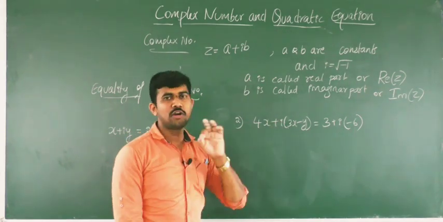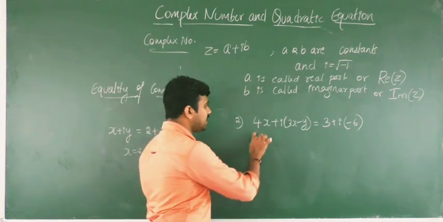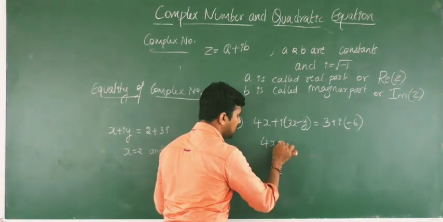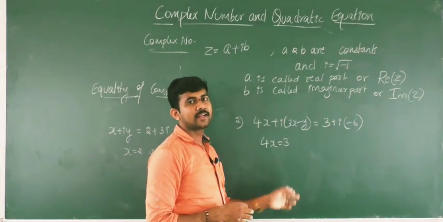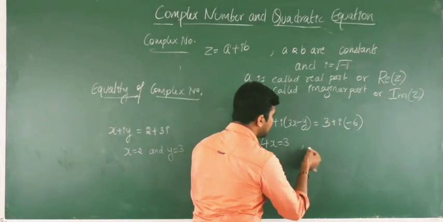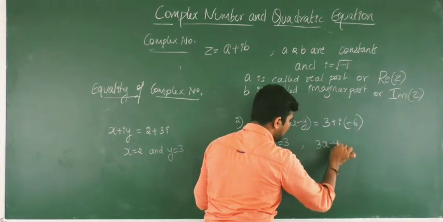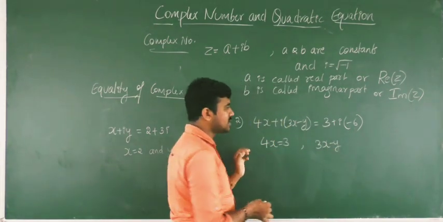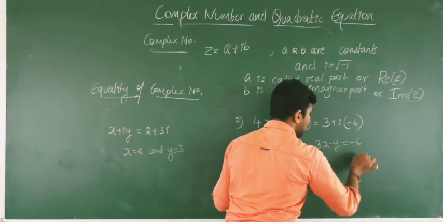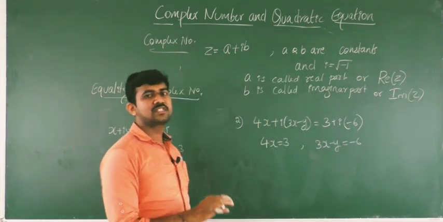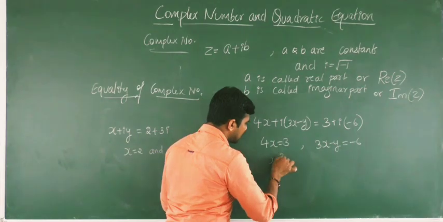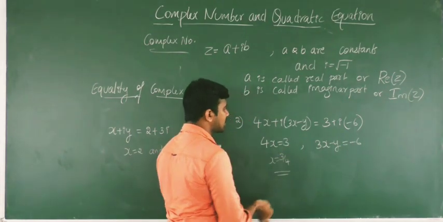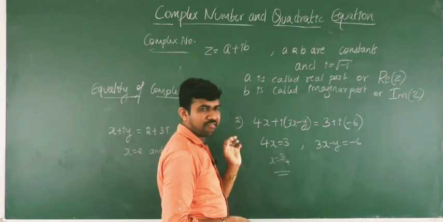Since here two complex numbers are equal, we can write 4x is equal to 3. The real part of this complex number is equal to the real part of the other complex number, and the imaginary part of this complex number, that is 3x minus y, is equal to the imaginary part of the second complex number. By this we can find the x and y values. x is equal to 3 by 4.